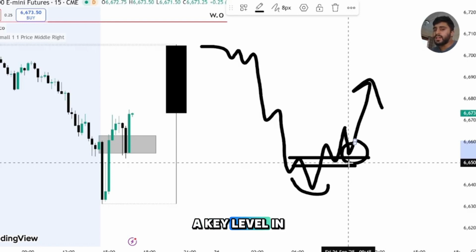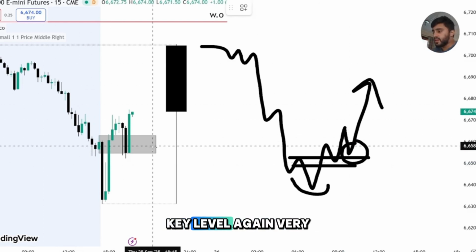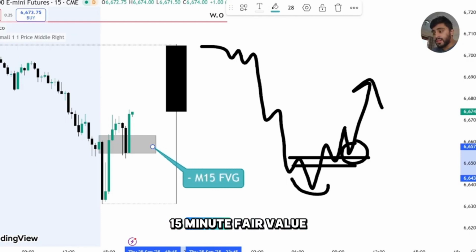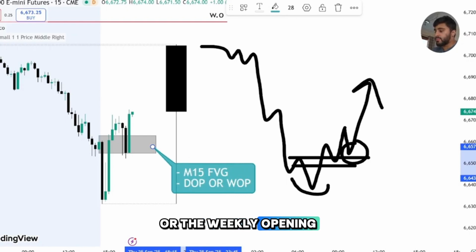You need to have a key level in place if you're trading, right? If you enter the market without a key level, you're setting yourself up to fail. So what makes a key level? Again, very, very important you get this right. We're looking for a 15-minute fair value gap. We want to be below the daily opening price or the weekly opening price.